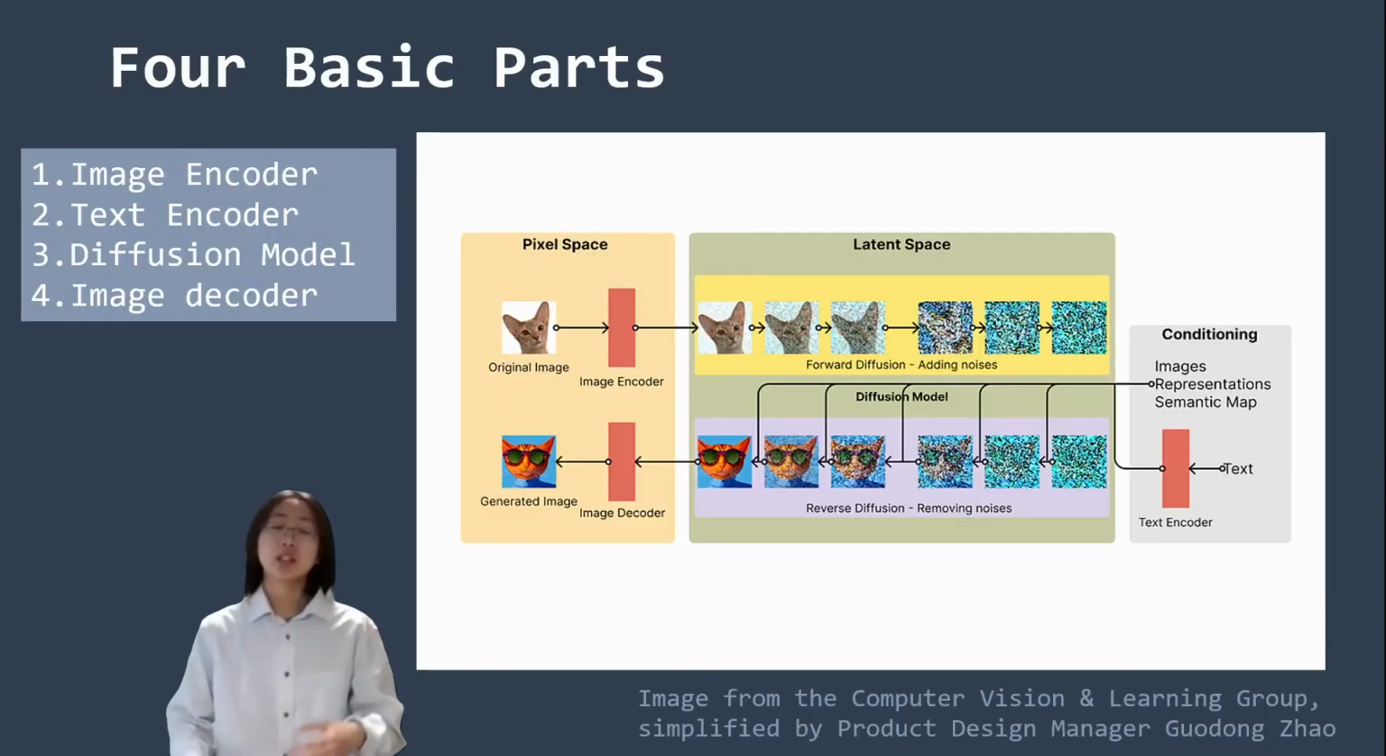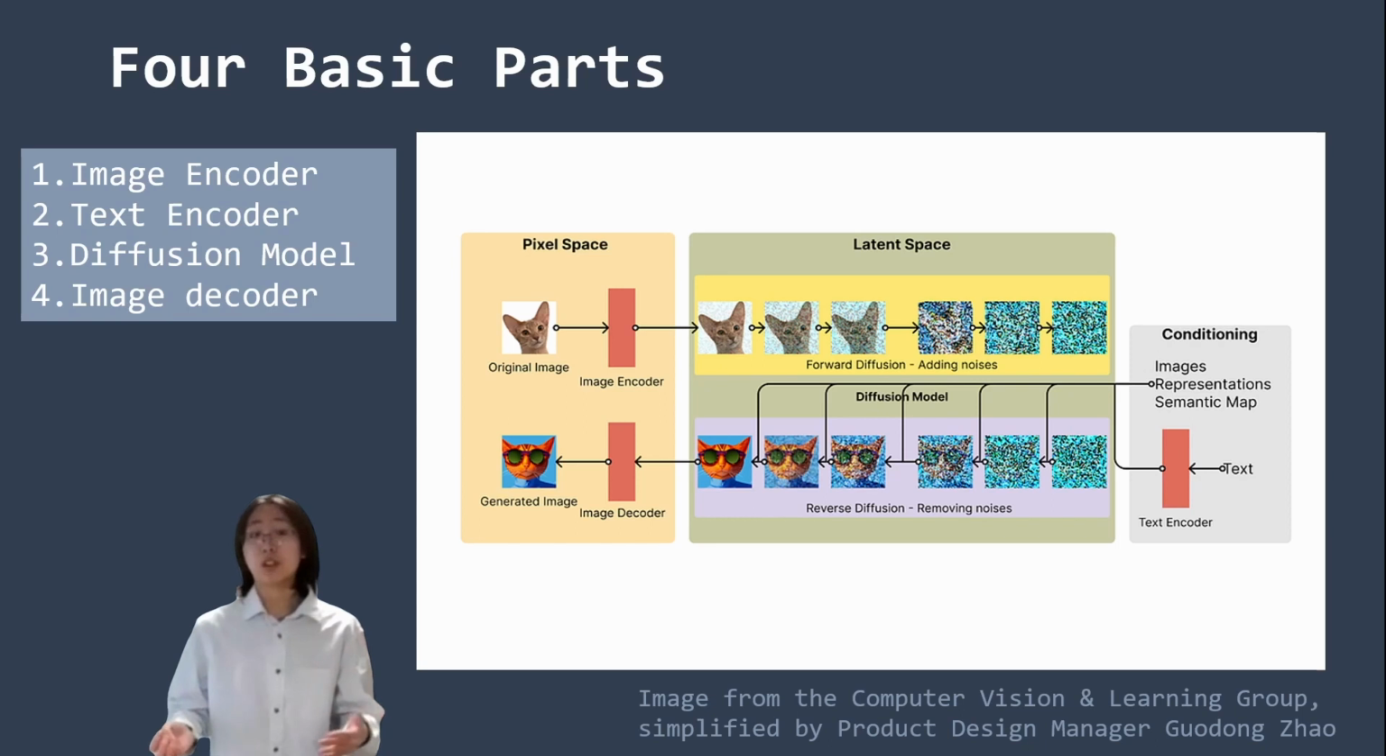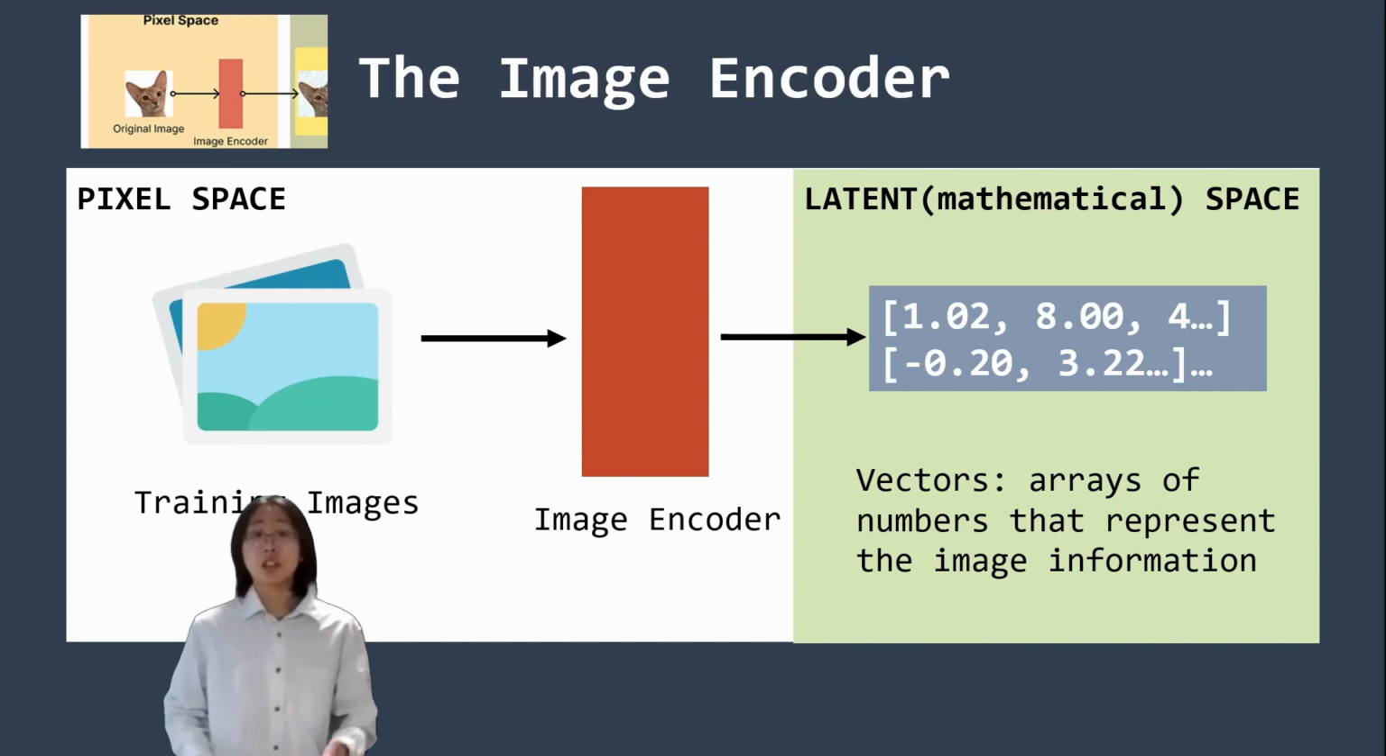Another popular AI image generation model is known as diffusion. Now, diffusion works with 4 basic parts: the image encoder, text encoder, diffusion model, and image decoder. In the image encoder, we take the training images from the dataset and translate those from pixels into vectors, or arrays of numbers that the computer can process.